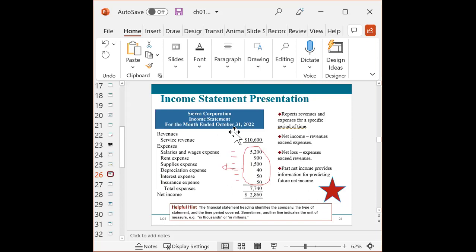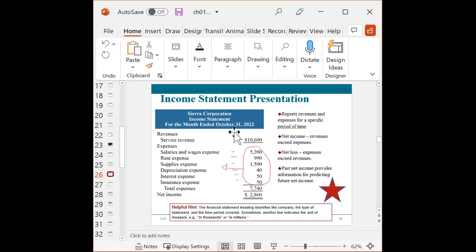So we have, this is for Sierra Corporation, this is the income statement, and this is for the month ended October 31st, 2022. Now, it could be for the month ended or it could be for the year ended. It's going to depend on what your problem says.